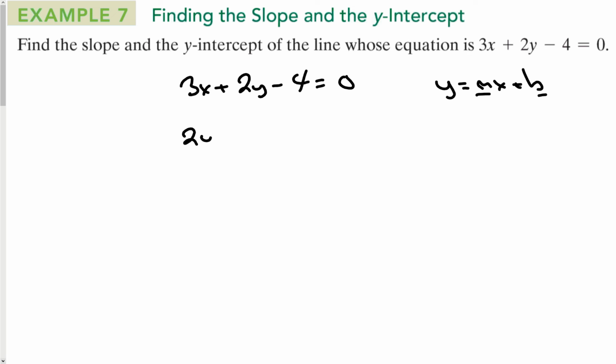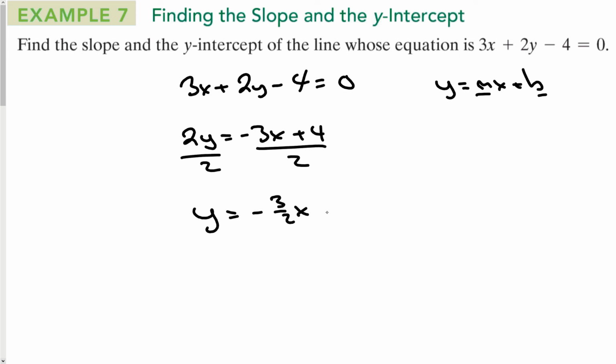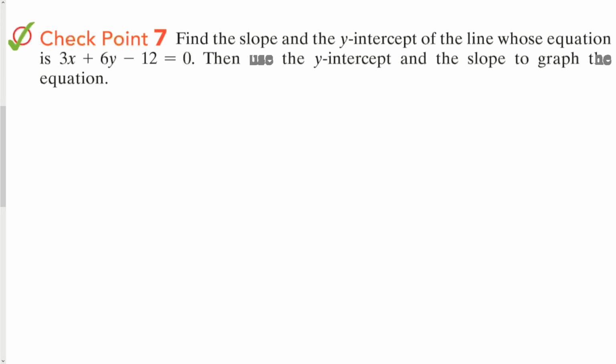So we have 2y is equal to, subtract the 3x from both sides, add the 4 to both sides. And now divide out the 2, making sure to divide everything by 2, not just one term. So it's -3 over 2 x plus 2, not 4, which makes my slope -3 over 2 and my intercept +2. So if I wanted to graph this, I would start there, go down 3, right 2, and I would have my line. Let's do it again with a checkpoint problem. 3x plus 6y minus 12 is equal to 0.